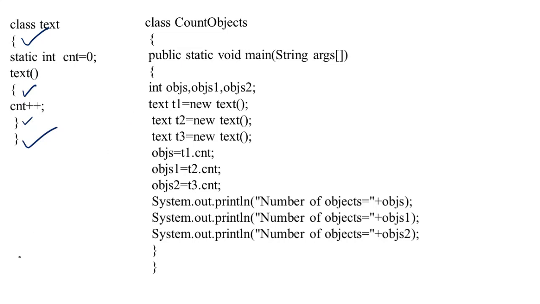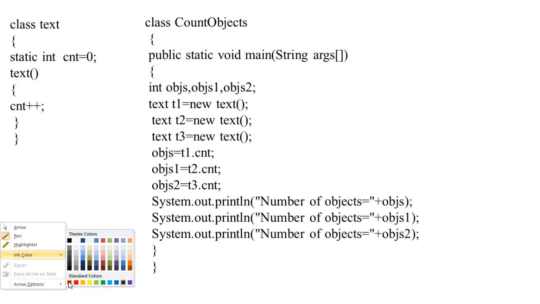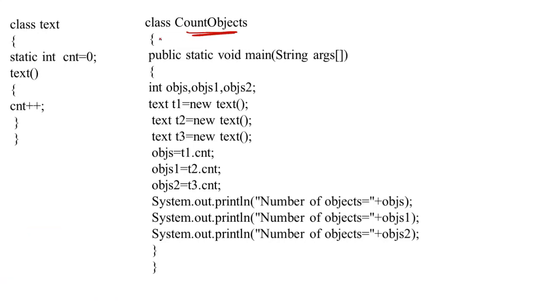Let me define another class. My class name is CountObjects. This is the beginning of the class. Public static void main, int objs, objs1, objs2. These are 3 integer variables. How many variables? 3. These are not objects; these are simply variables, and the data type of all of them is integer.